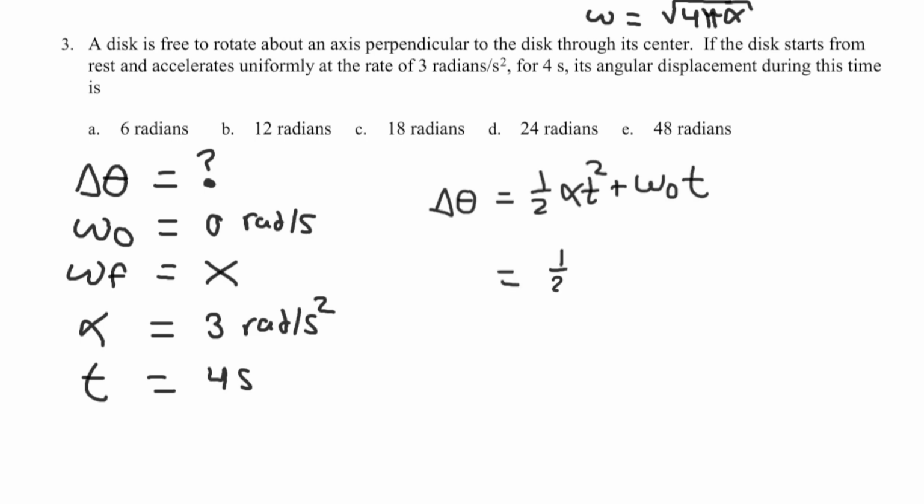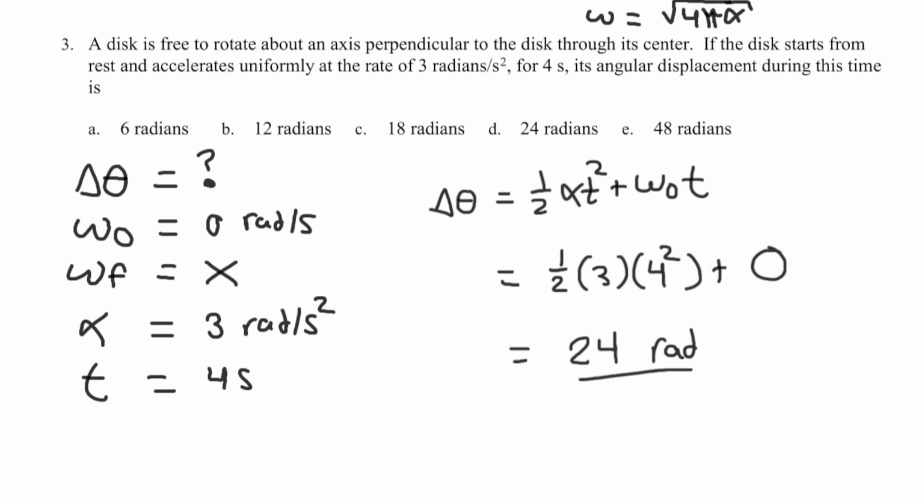So it's the 1/2 at squared equation, but for angular kinematics. So in this case, our angular acceleration is 3 rads per second squared. We're accelerating for 4 seconds, and we're starting at rest, so that term's 0. So this is just going to be 16 divided by 2 is 8. 8 times 3 is 24 radians. That's answer choice D.